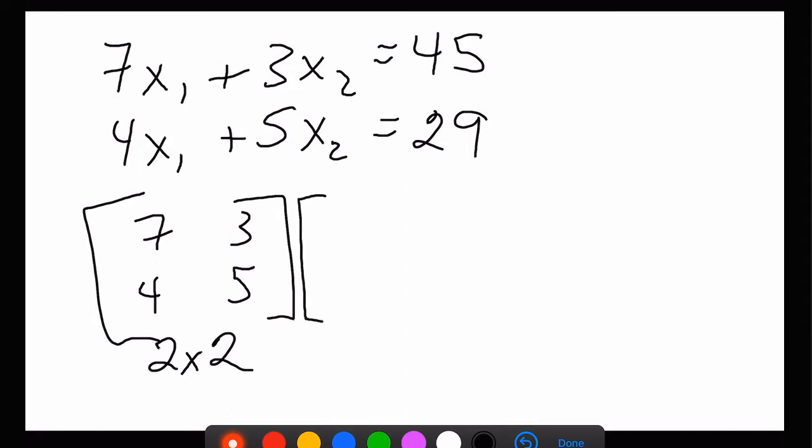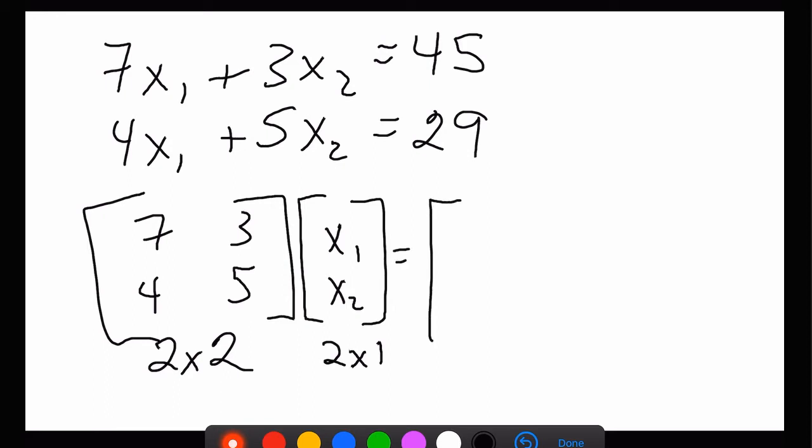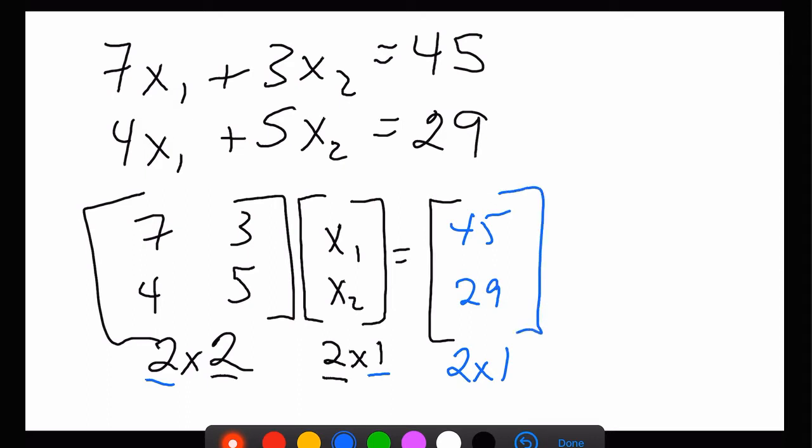To multiply, I need a 2 by 1, right? So 2 rows, and those 2 rows are x1 and x2. And I can do the math because it's a 2 by 2, and the net result is going to be a 2 by 1, which is 45 and 29. Okay, everybody get that? That's how we want to solve this.